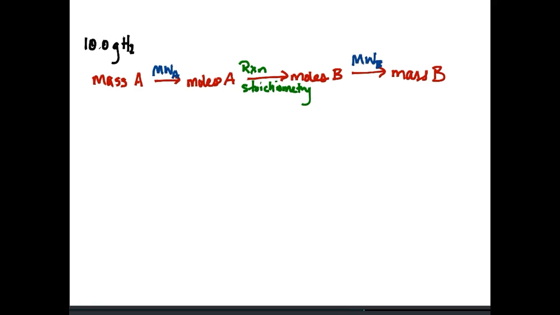This is an overall process that you're going to use anytime you want to go from the mass of one reaction component to the mass of a different reaction component. You have to first convert one component into moles before you can relate the two to each other. So they have to be in moles in order to relate them.